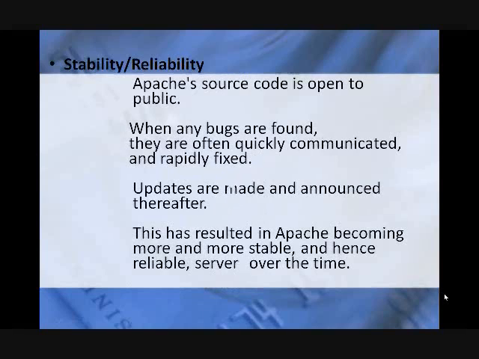Then the next one is stability, reliability. Apache's source code is open and public. When any bugs are found, they are often quickly communicated and rapidly fixed. Updates are made and announced thereafter. This has resulted in Apache becoming a more and more stable and hence reliable server over time.